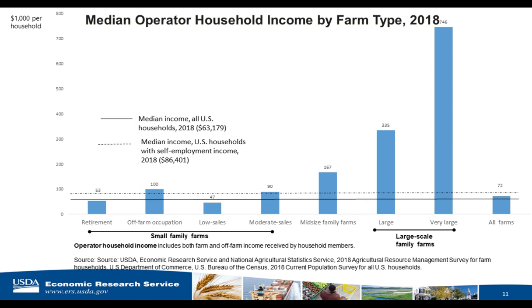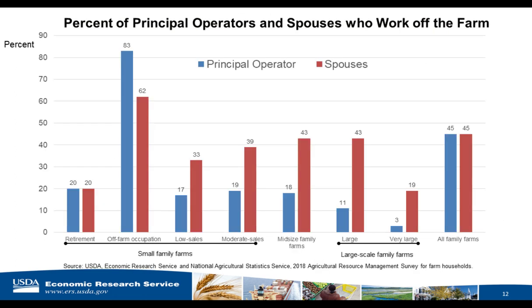Great. And what types of farms are most likely to have an off-farm job? We found that off-farm occupation farmers are the most likely. 83% of those operators have an off-farm job.